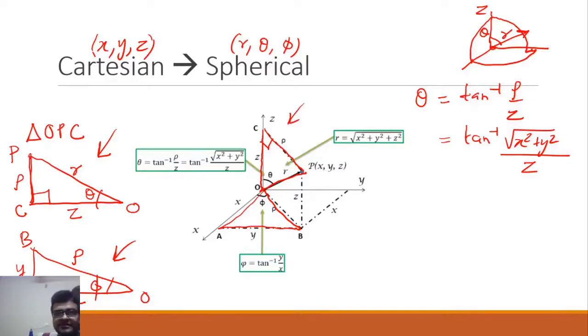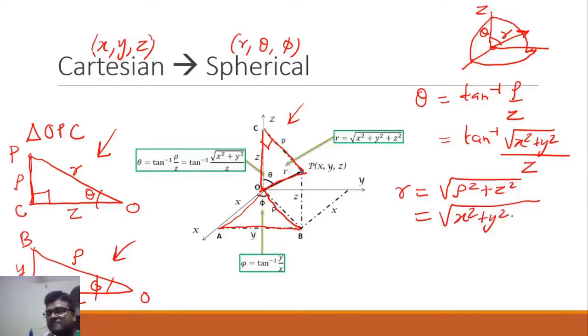Let us look at triangle OPC again. We can say that r, which is the hypotenuse, can be written as under root of rho square plus z square, because rho is the perpendicular and z is the base. But again, in this conversion we cannot keep rho, and we know that rho square can be written as x square plus y square. So r finally becomes under root of x square plus y square plus z square. So we have converted theta and r into x, y, z, and we are left with phi.